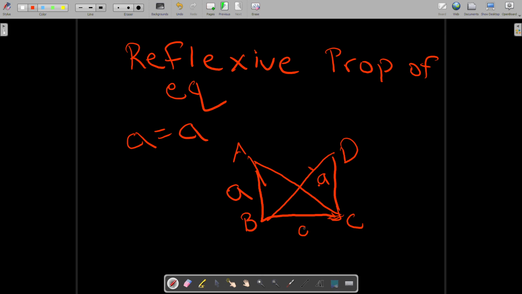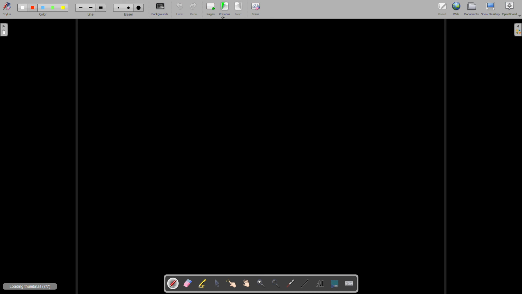Or this could be B and this could be B. We don't know that for sure because we don't have any values and we can't just measure with the ruler. So this is where the reflexive property comes in handy because B can equal B and it tells us the side lengths are equal and A is equal to A. Okay, now let's go on to the symmetric property of equality.